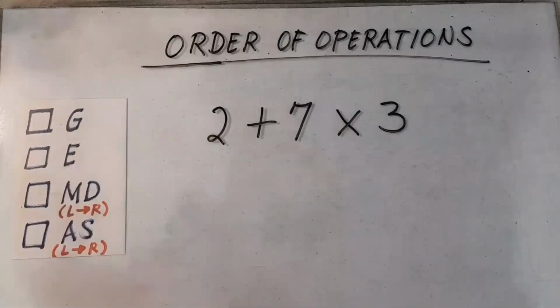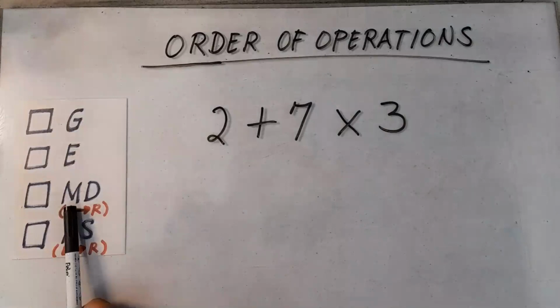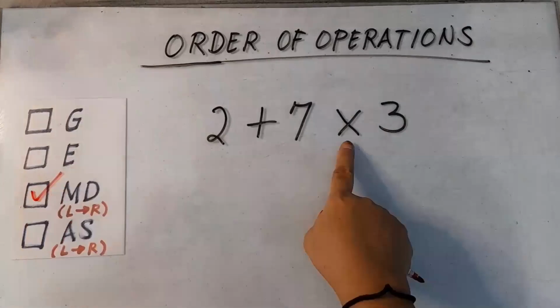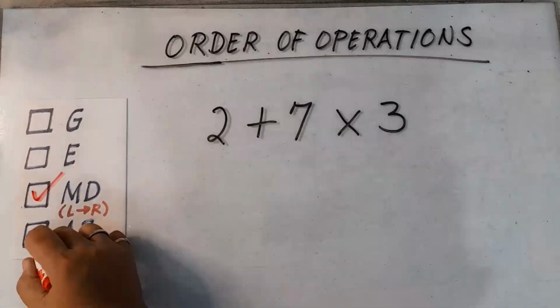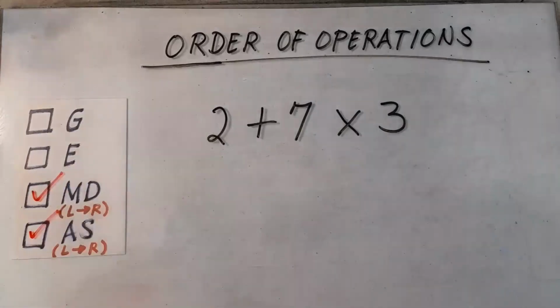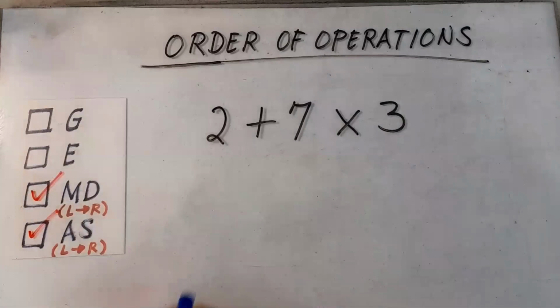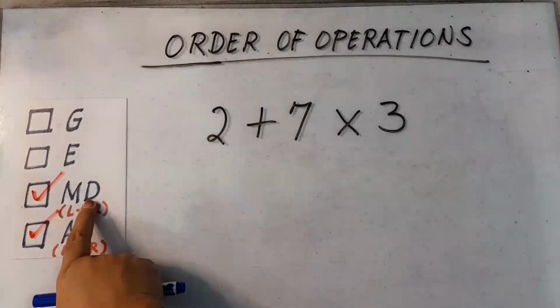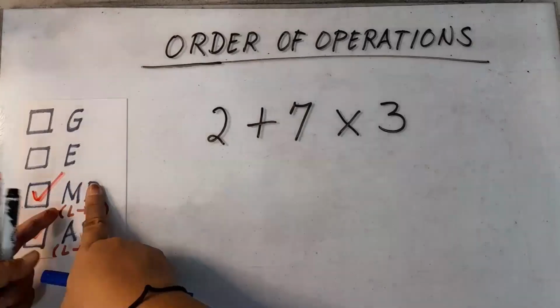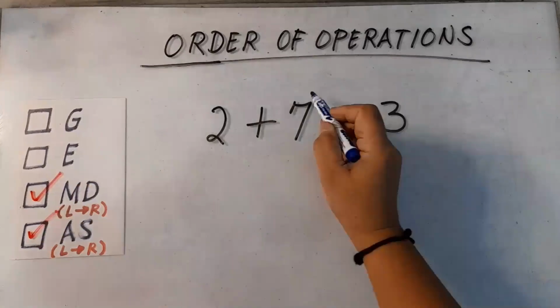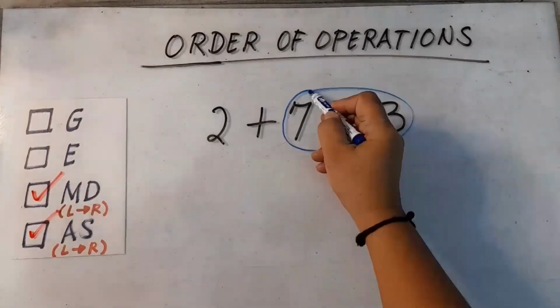Meron ba tayong exponentiations? Wala. Meron ba tayong multiplication and division? Meron. So, we have multiplication and division. Ayun. Ito. And then, we have also addition. So, dalawa. We have two operations involved. Multiplication and addition. According to the order of operation, alin ang uunahin natin? Yung MD, which stands for multiplication and division. So, in this case, wala naman siyang division. Multiplication lang ang meron. So, ang gagawin natin, we operate on 7 times 3.